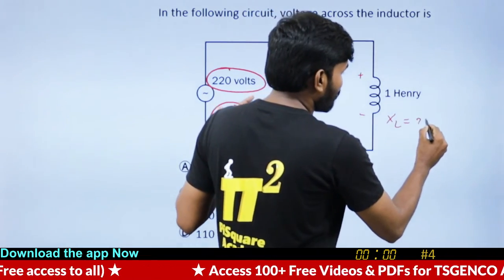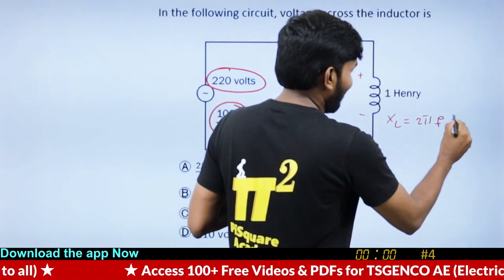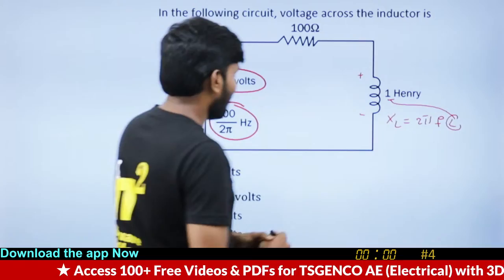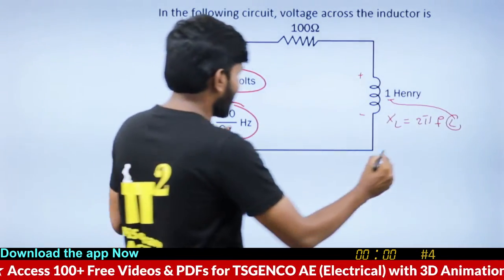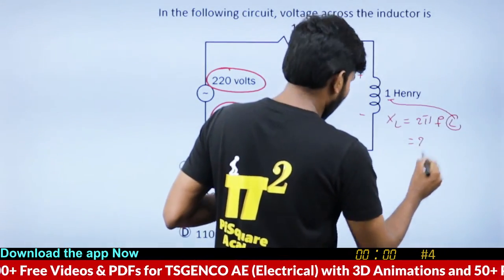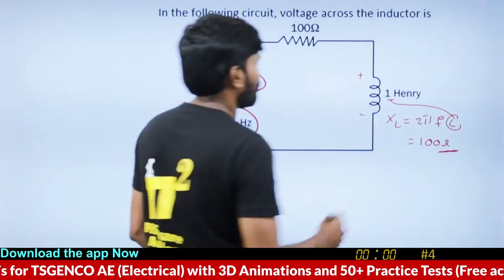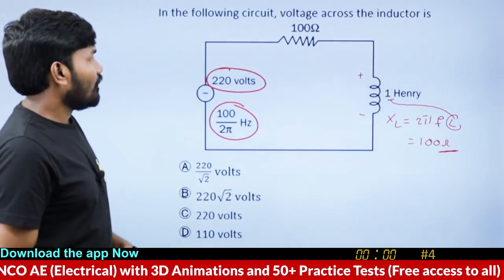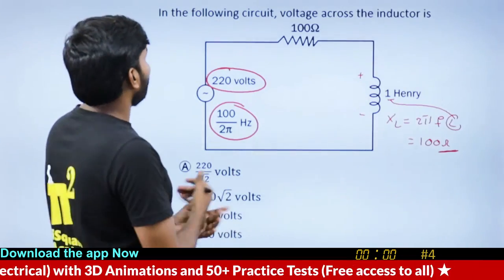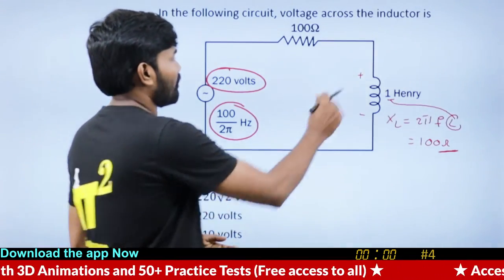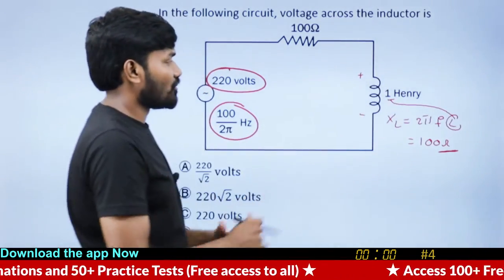XL is equal to 2 pi FL, right? L value is 1, a nice number, and F value is 100 by 2 pi. So basically, he's trying to say XL is equal to 100 ohms. Now the question is, what's the value of voltage across this?